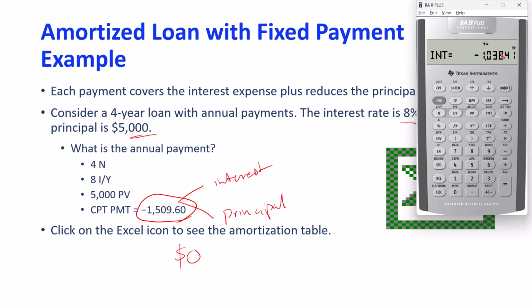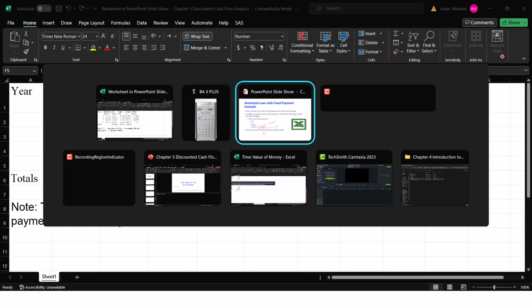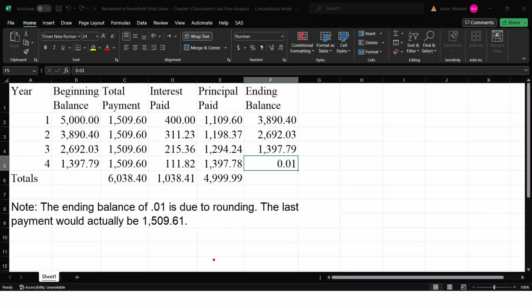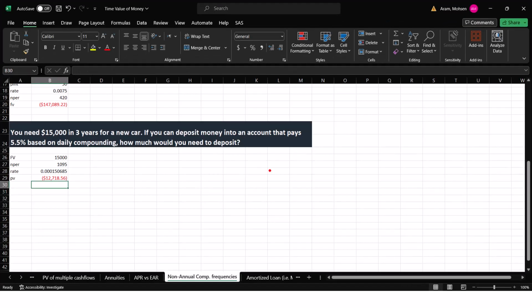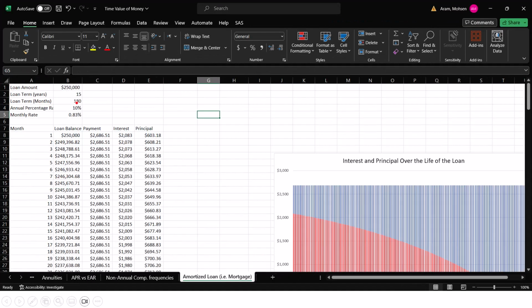Let's look at another example of this amortization table. Let me close this. Here, you're looking at an amortized loan of $250,000. The term of the loan is 15 years, but because you're making monthly payments, you have 180 months. The annual percentage rate is 10%, but because, again, you're monthly compounding, your monthly rate would be this. So the balance of the loan would be the $250,000 that you have here.